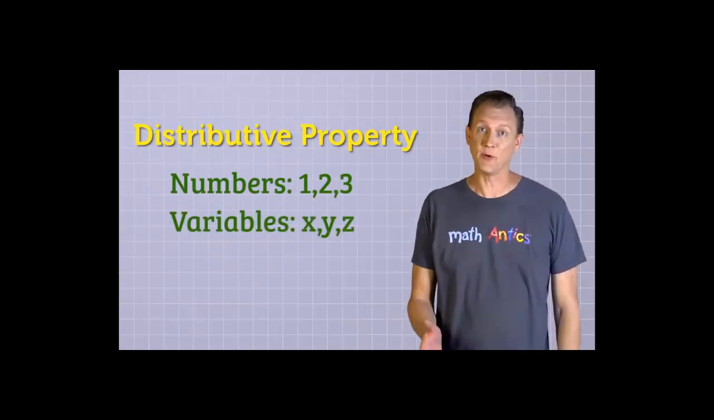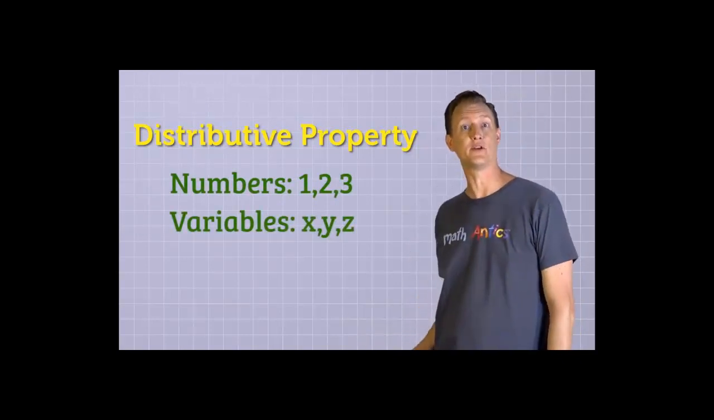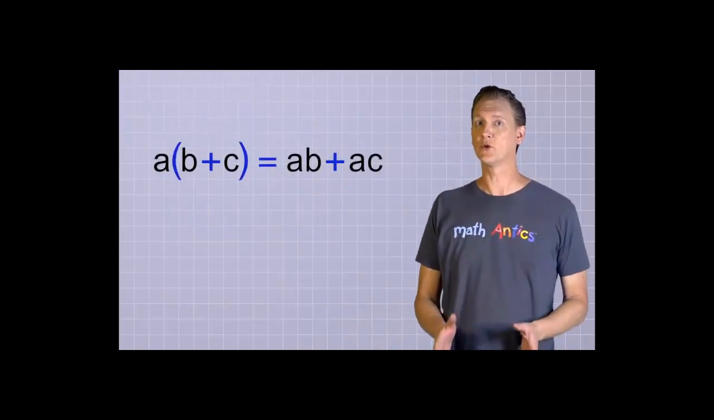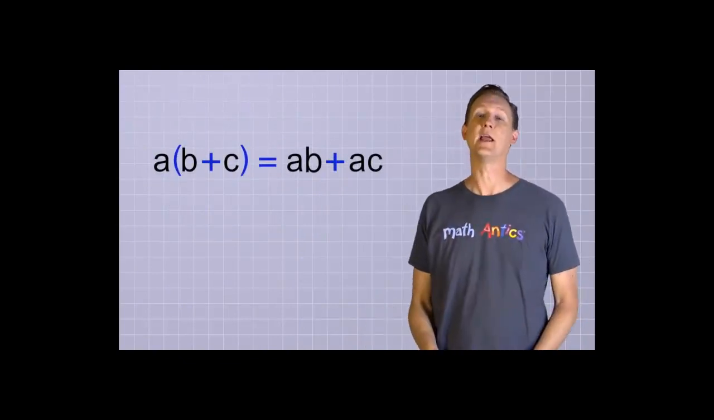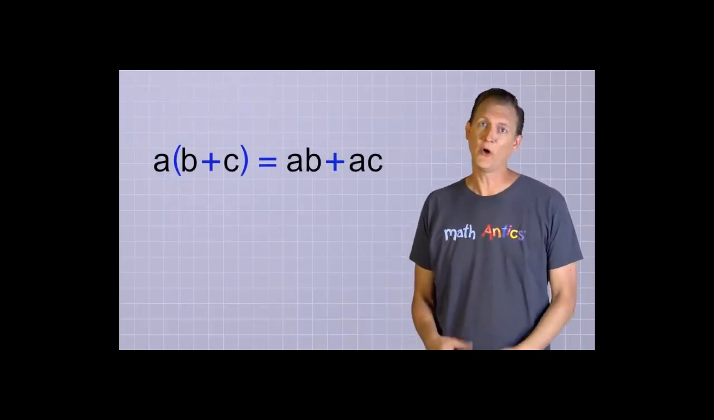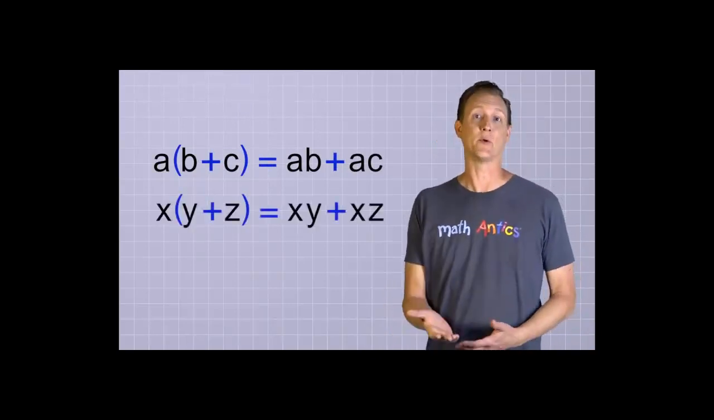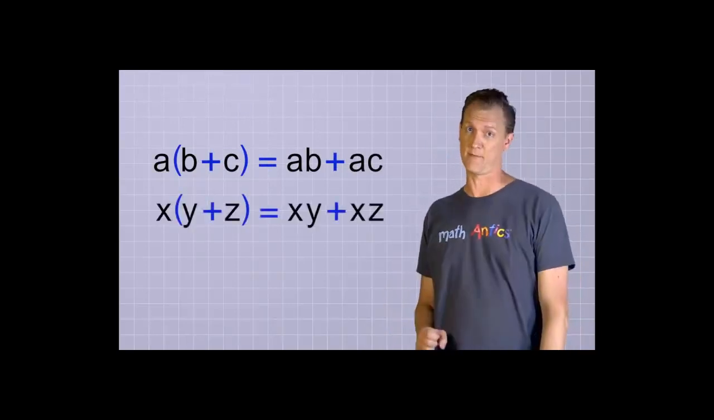In fact, in algebra, you'll often see the distributive property shown like this. A times the group b plus c equals ab plus ac. Or you might see it with different letters like x, y, and z, but the pattern will be the same.